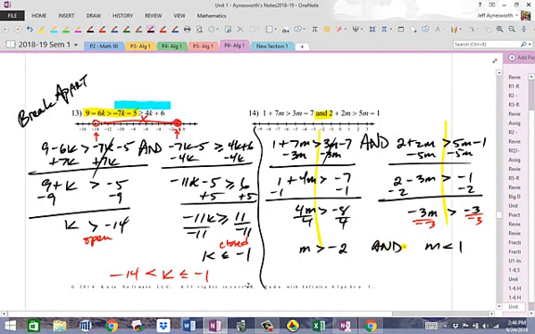So if you're greater than -2, then -2 is less than m, then you're also less than 1. That means you're between -2 and 1. So when we go to the graph, find -2, find +1, and you're in between there. Okay, you're between -2 and 1.